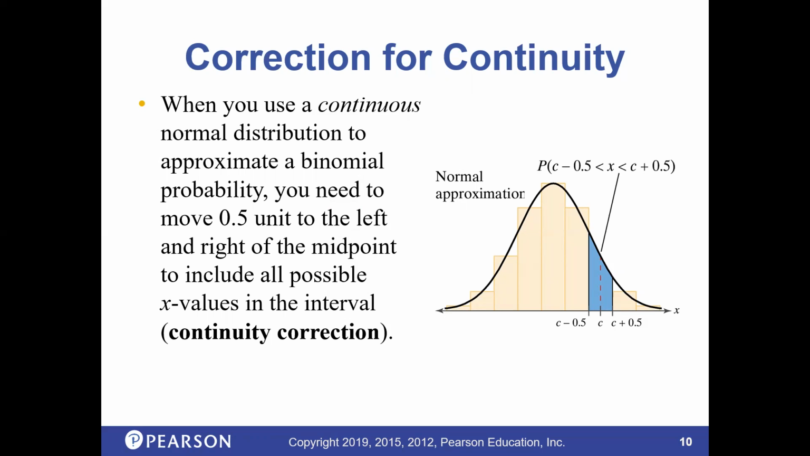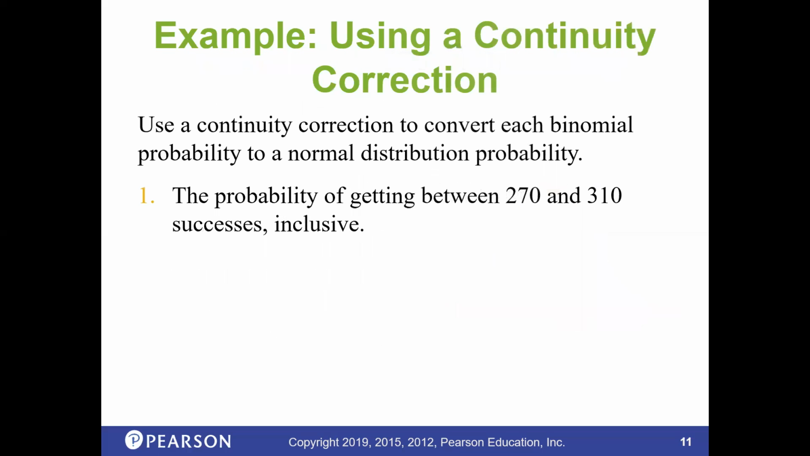Okay, so let's talk numbers here, just to make sure that we understand it. You don't have to write stuff down, just think with me on these next two problems. First is this one right here. Use a continuity correction to convert each binomial probability to a normal distribution. Here it is, the probability of getting between 270 and 310 successful trials. So if we think about that, I want to get to the borders of 270 and 310.